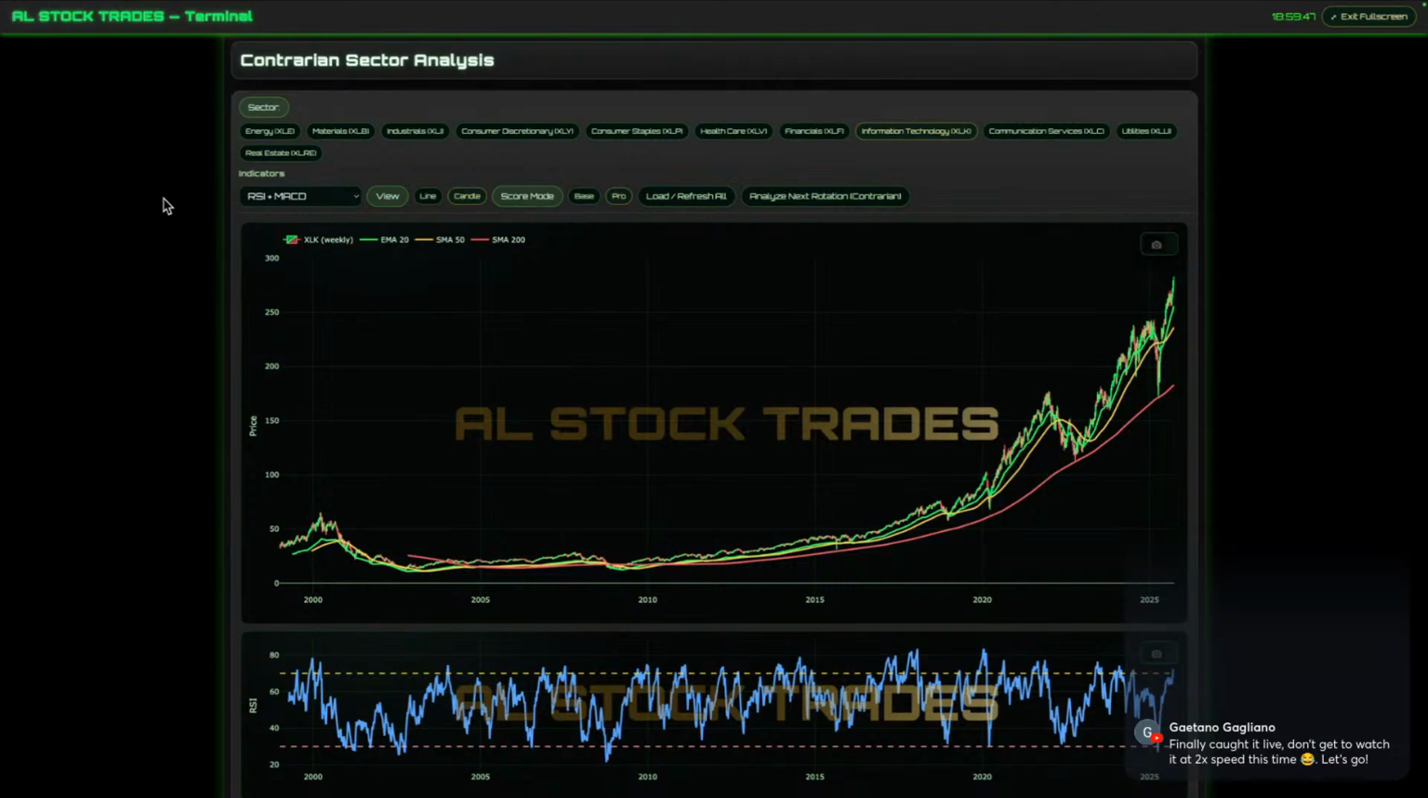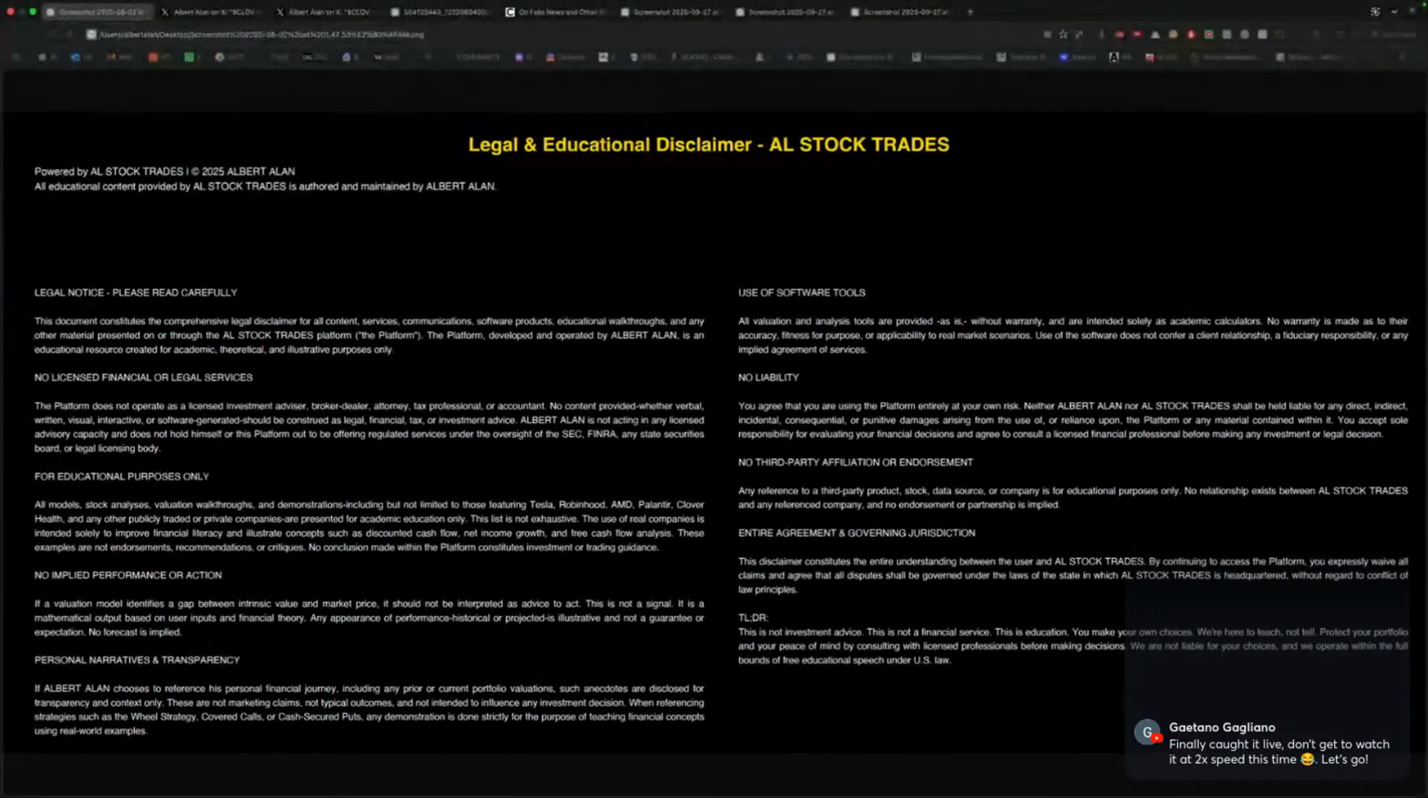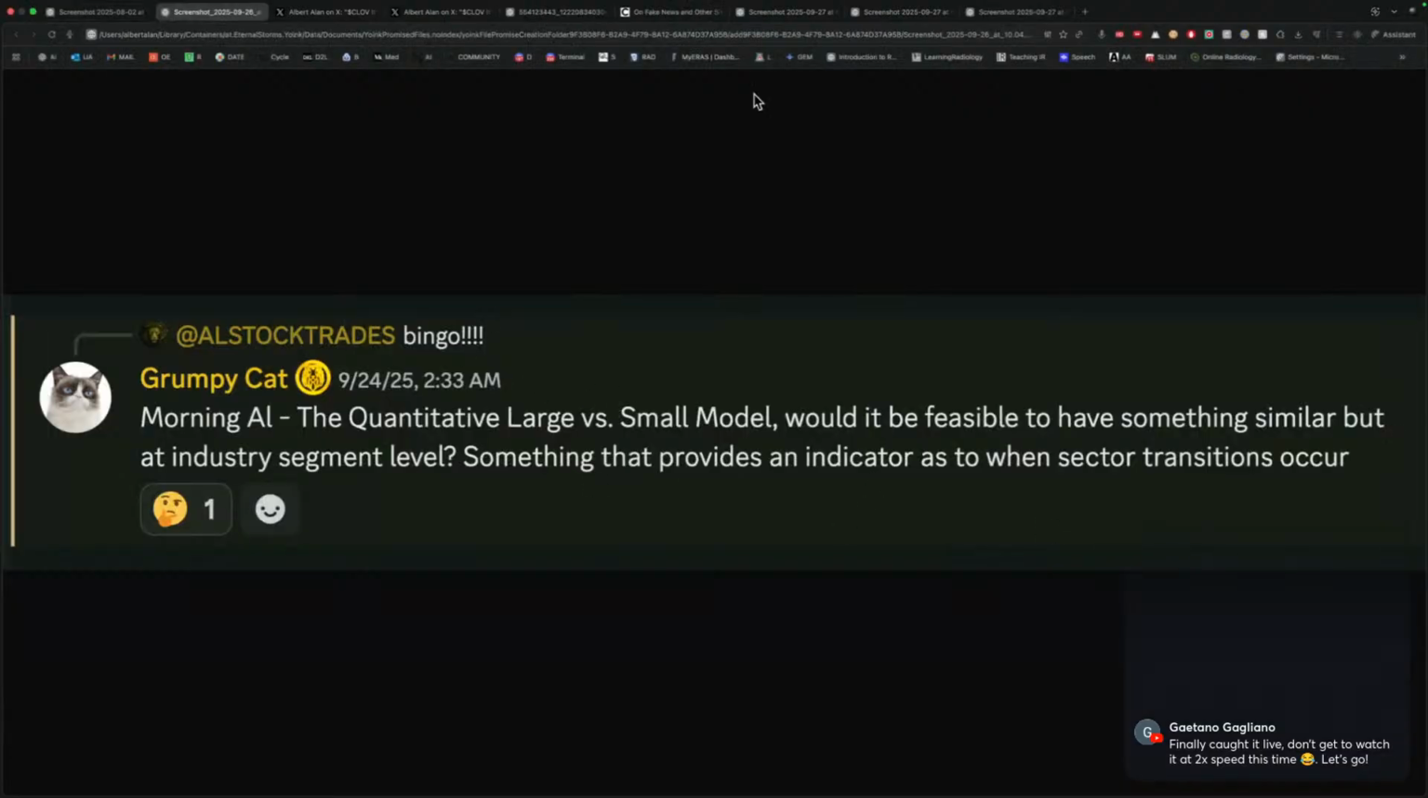This idea came through one of our lifetime access members. Let me see if I can pull up the screenshot here. His name is Grumpy Cat, Discord username. When people get our lifetime access, it includes lifetime access to Discord, so you guys can talk to me. We all have discussions. We have so many gazillion channels.